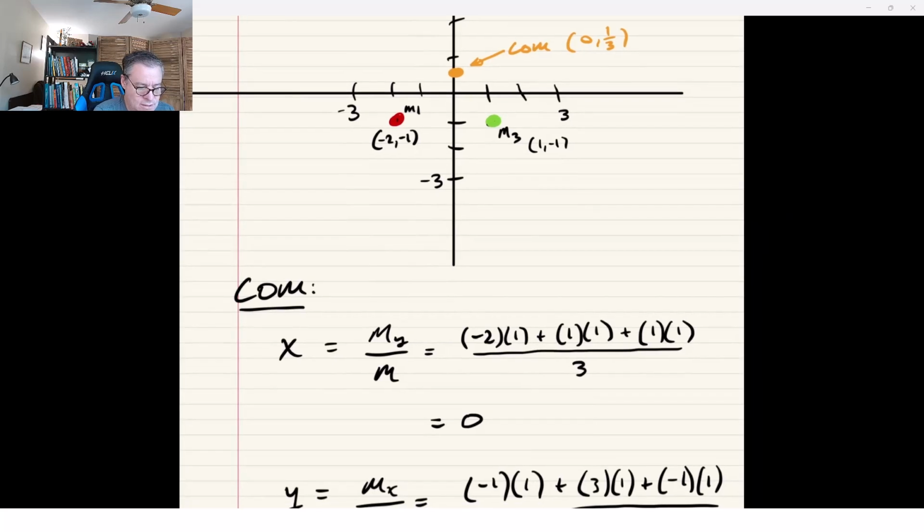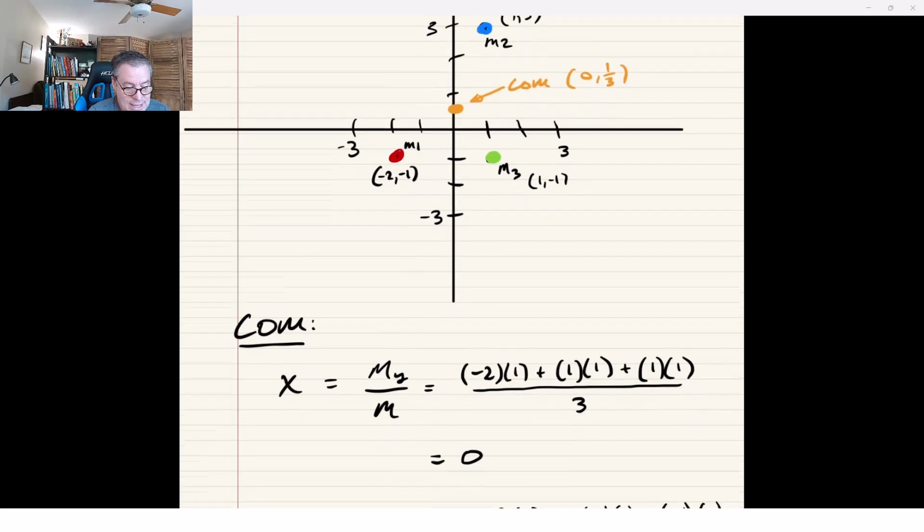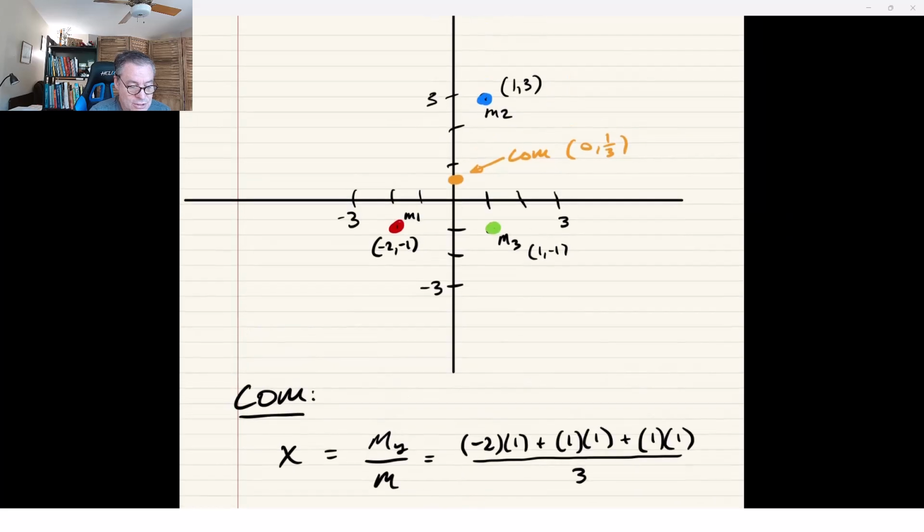So in order to find that center of mass, we need the x and y coordinates. We get that as the moment about the y-axis divided by the sum of all the masses. The moment about the y-axis is each x component for each of the coordinates multiplied by the masses, divided by the total mass, and that comes out to be 0. So now I say, okay, this thing is balanced about the y-axis. The center of mass is right on the y-axis.